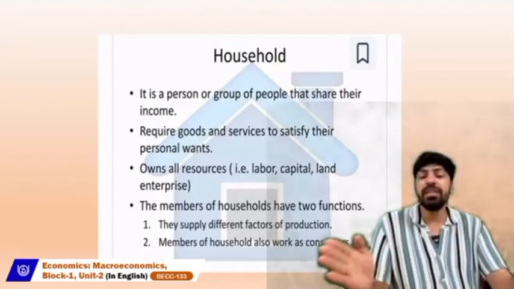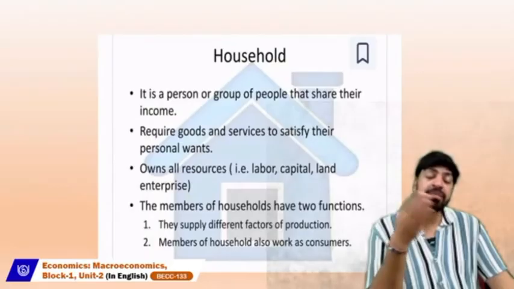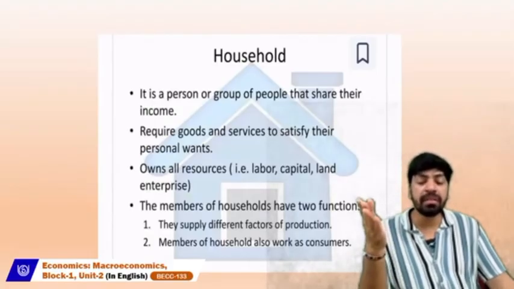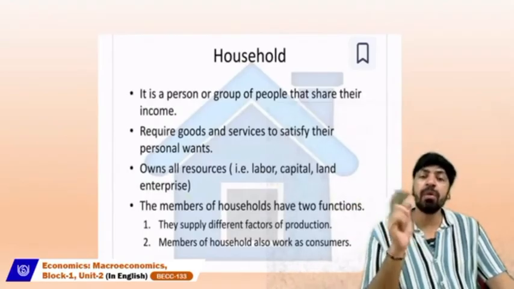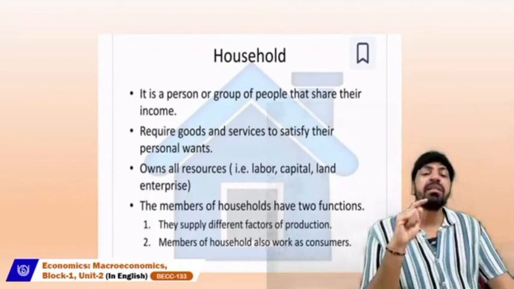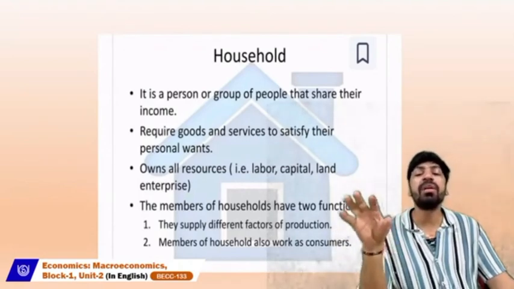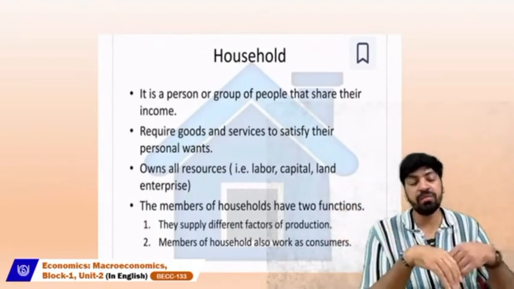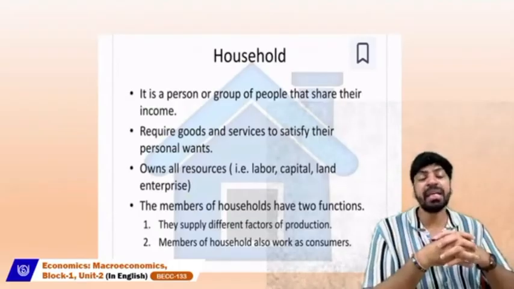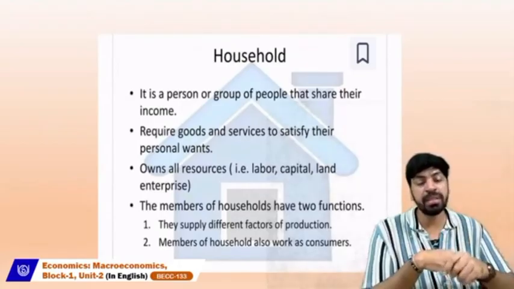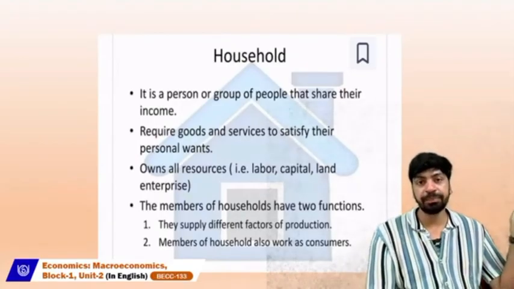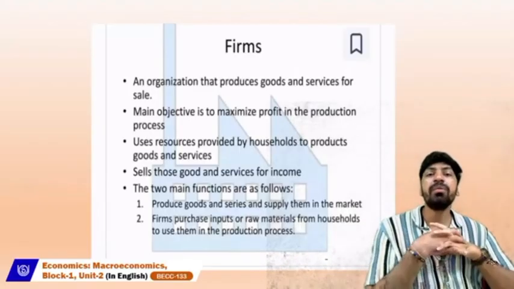This particular concept will help us understand these four models, where the household is one of the major parts. The members of the household also work as consumers. So whoever among the members of the household is willing to work can also work in that particular enterprise or company. Now we talk about the firms.